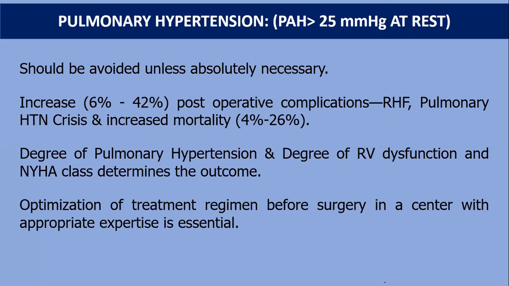Pulmonary hypertension is often a neglected parameter, but it sometimes produces many crises in the perioperative period; surgery should be avoided unless absolutely necessary. It increases the postoperative complications significantly, as high as 42%, leading to acute right heart failure, pulmonary hypertensive crisis, and increased mortality. One thing is important: degree of pulmonary hypertension, degree of RV dysfunction, and NYHA status will dictate the patient's perioperative outcome. Optimization of the treatment regimen with the available pulmonary vasodilator therapies before surgery should be instituted, and surgery should be done in a center where there is expert pulmonary hypertension expertise.